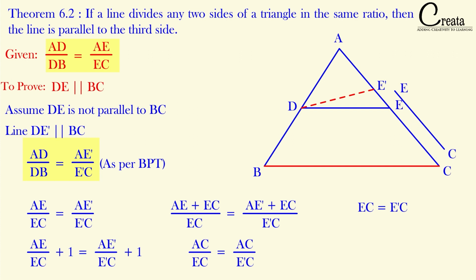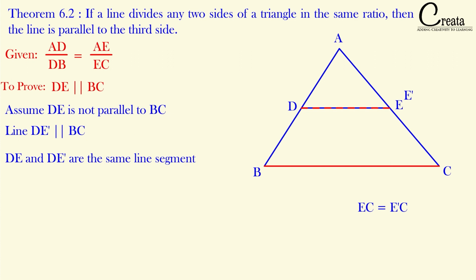So basically we are saying this line segment EC is equal to this line segment E dash C. Is this possible by visually looking? No, this is not possible. EC is not the same as E dash C, but we have proved both of these equal. That can only be possible when E and E dash are basically the same point. So this E and E dash are basically matching with each other. That is, the line segment DE is basically the line segment DE dash. And we have assumed the line segment DE dash as parallel to BC. So basically DE will also be parallel to BC. So that is the proof of this theorem.